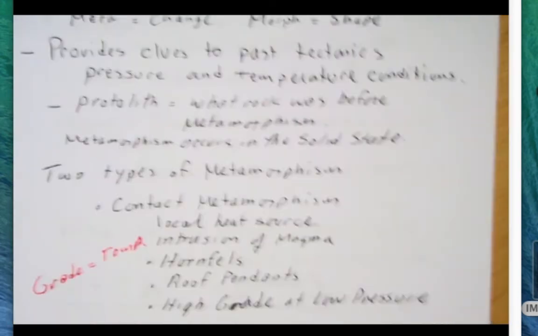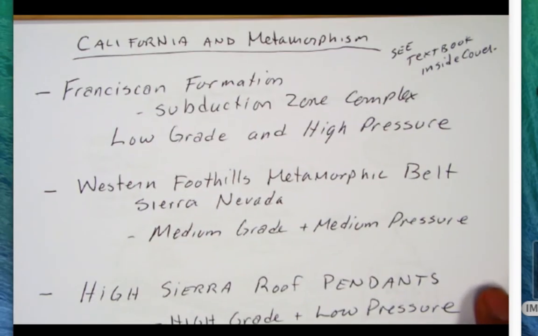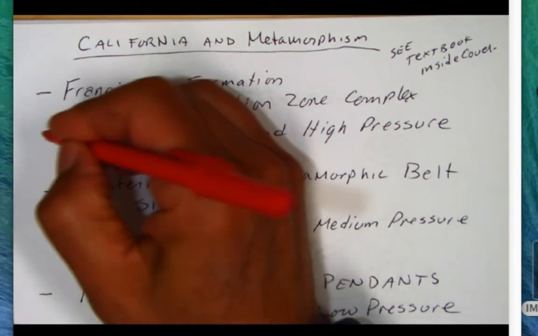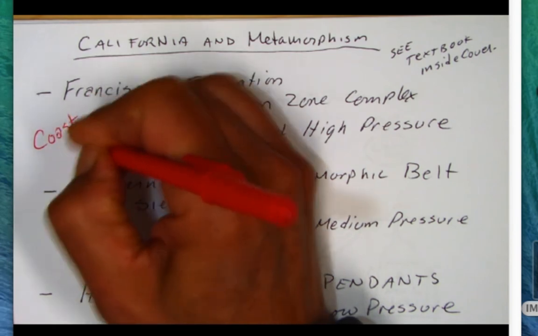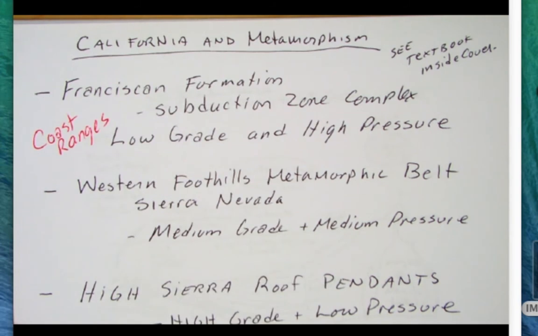All right, so let's look at California and metamorphism. So we'll look at a map in your book here in a moment. But California, there's an important formation, a world-class formation. People from all over the world come to look at this formation because it represents a subduction zone. And that's exposed all over the coast ranges, this Franciscan formation. So let's put coast ranges here. And what's interesting in the California coast ranges is that this Franciscan is exposed only to the east of the San Andreas Fault. So there's a story there that we'll have to tell later on.